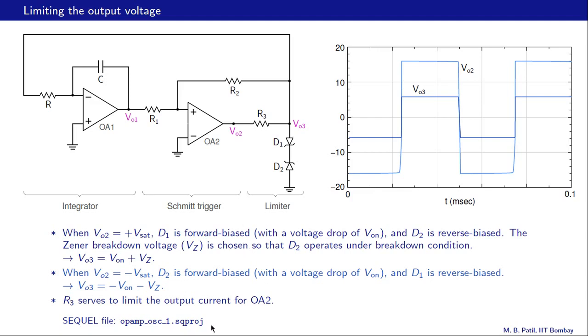Here is the circuit file. You can simulate this circuit and take a look at the results. To conclude, we have seen the advantage of a Schmitt trigger as a comparator. We have also looked at waveform generation using a Schmitt trigger.